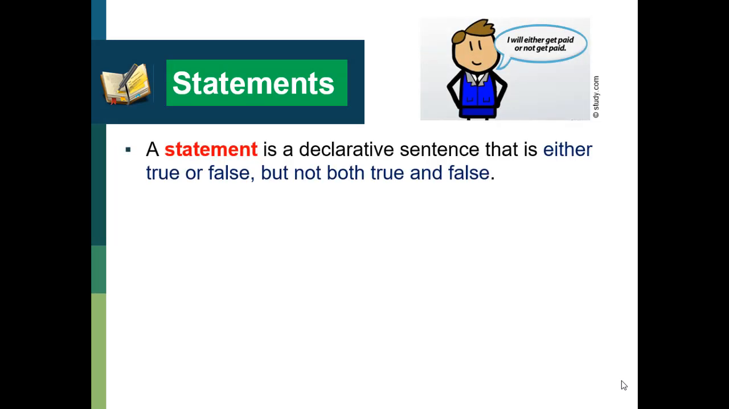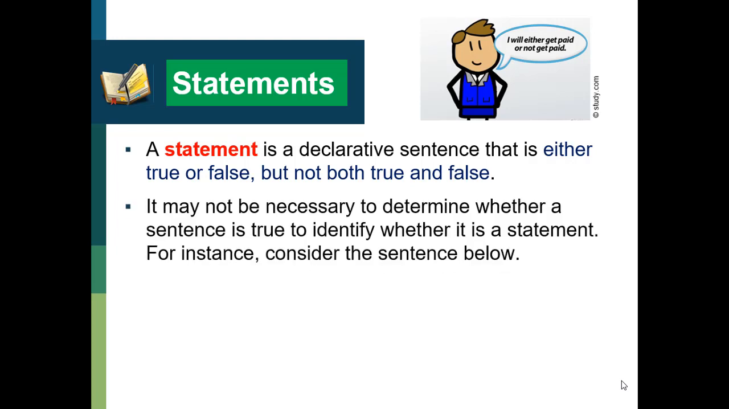A statement is a declarative sentence that is either true or false, but not both true and false. Based on this definition, a statement has one truth value. It's either true or false, but it cannot be both true and false at the same time. That's very odd if a statement is both true and false. It's very confusing, right?